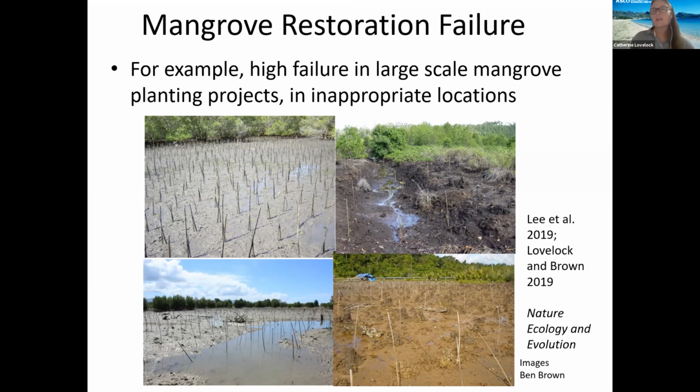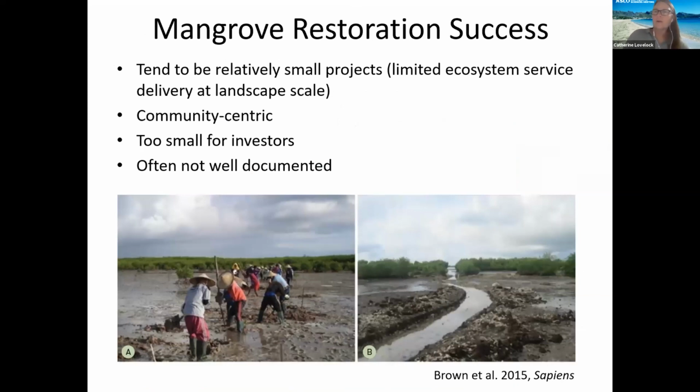And that's largely, I think, because of the complexities of land ownership in many of these regions where these large planting projects have been undertaken. We also know from the literature what mangrove restoration success looks like. These tend to be relatively small projects. And the problem with that is that they have limited impacts in delivering ecosystem services at large spatial scales.